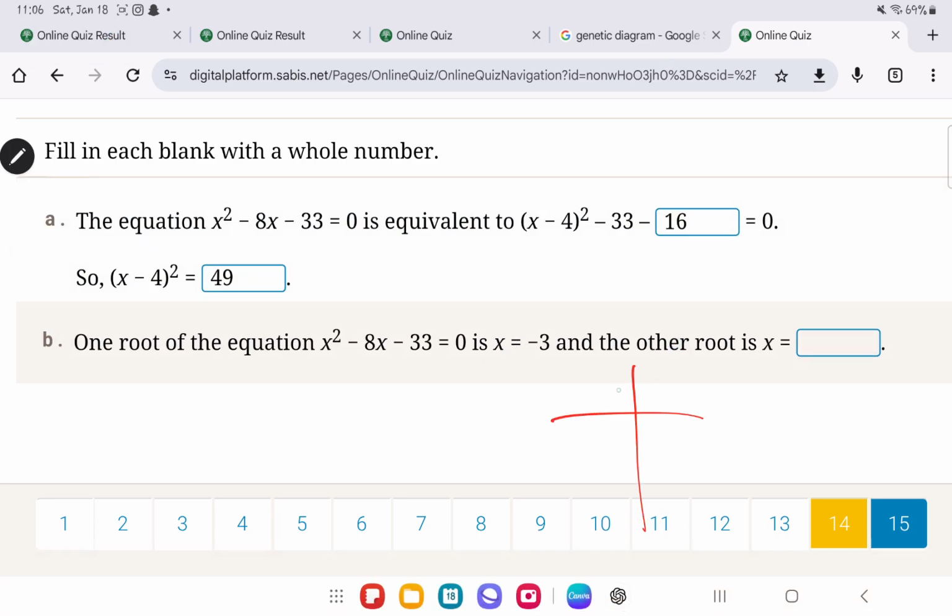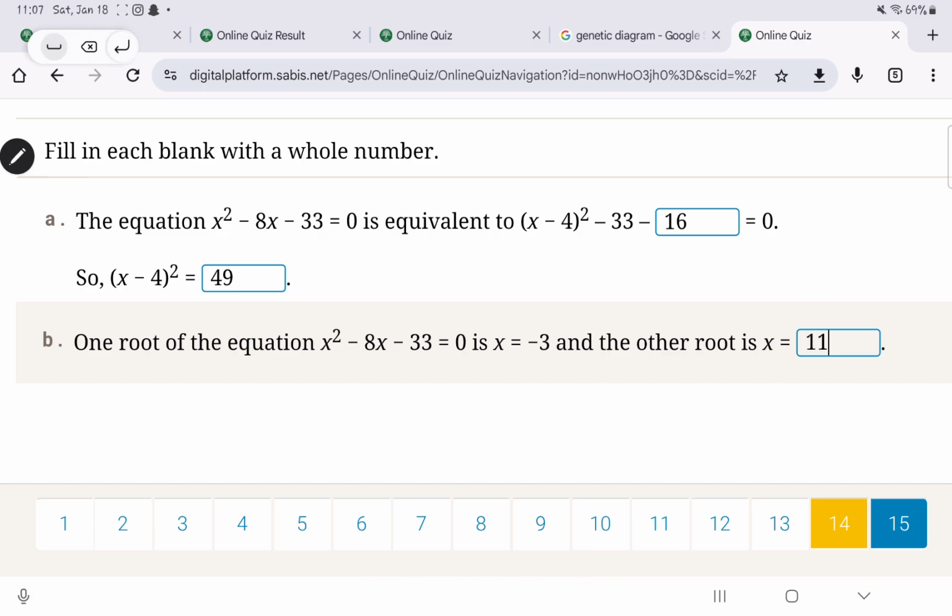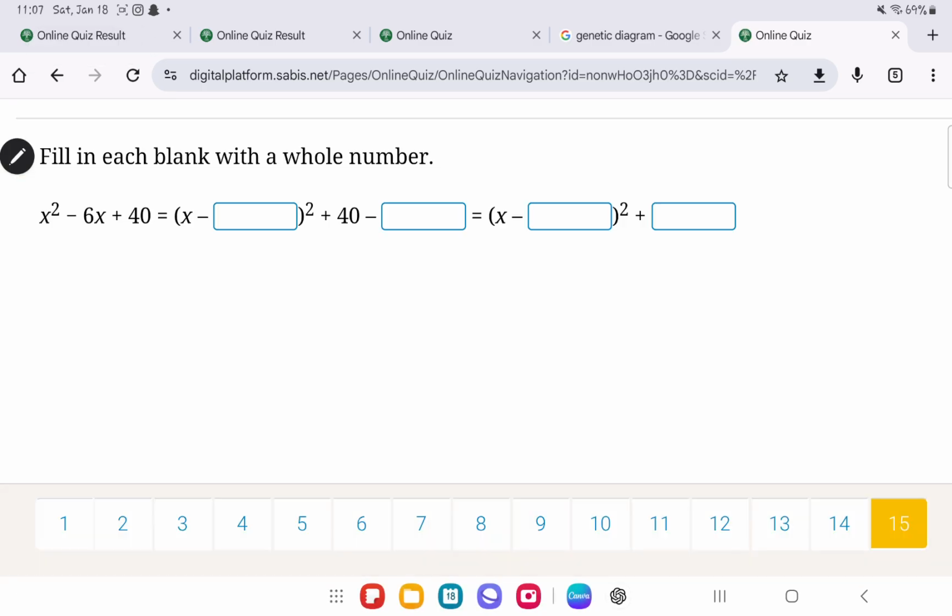Now again, to find the roots, we are going to apply the product sum method. Product of minus 33 and sum of minus 8. Very simply, minus 11 times 3 and minus 11 plus 3. We are already given minus 3. So it's like this. x plus 3 times x minus 11. So x is equal to minus 3 and x is equal to 11. Because you make this equal to 0 and this equal to 0. So if x is minus 3, then the other x is going to be 11. Moving on to question number 15.